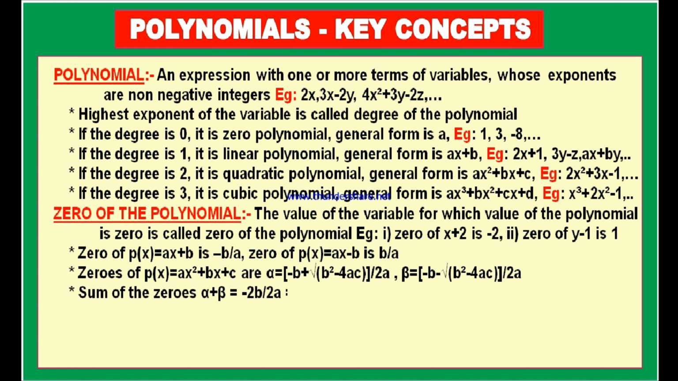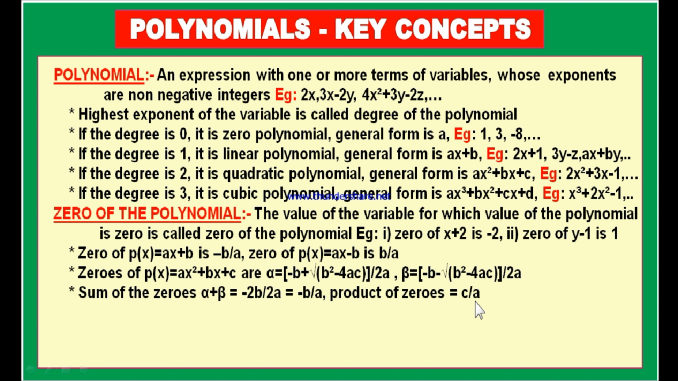Then if we have both these, the formula to find the sum of the zeros alpha plus beta: if we add these two, alpha and beta, plus root b square minus 4ac and minus root b square minus 4ac will get cancelled. Minus b plus minus b is minus 2b by 2a. If we cancel 2 and 2, this is minus b by a. Then the sum of the zeros of the quadratic polynomial is minus b by a. This is the formula to find the sum of the zeros.